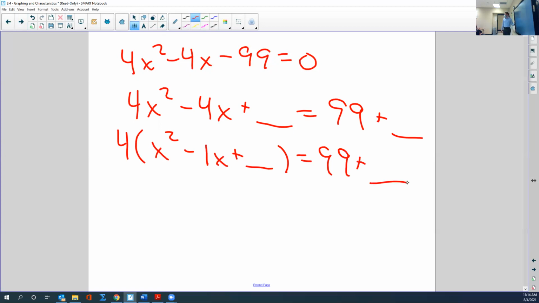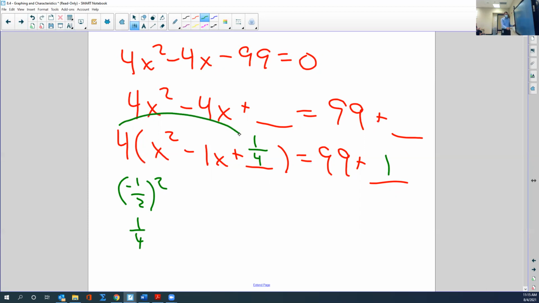And so from here, what we would do is take half. There are 2 ways to go from here. I'm going to show you my way and then show you another way that might be beneficial to you. We're going to take half of negative 1 and square it. So we're going to get 1/4. We're going to add 1/4 right here. However, we are really adding 4 times 1/4 because we factored that 4 out and left it there. So we're really adding 1 to both sides.